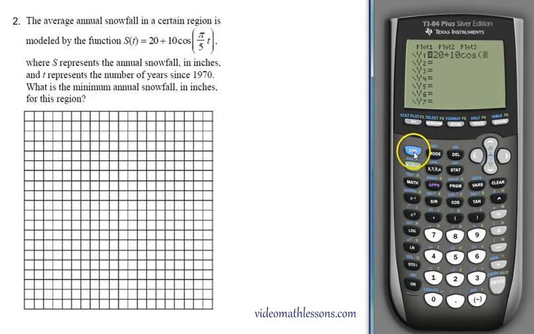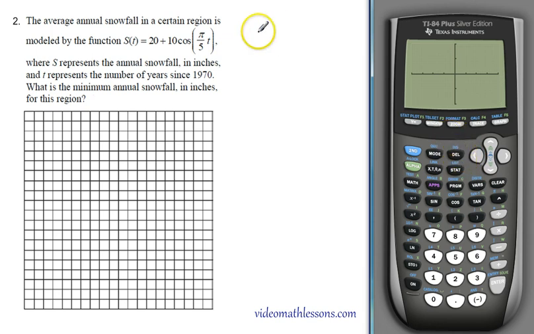So it'd be second pi divided by 5. And we use x for our variable. Close parentheses, it's good practice. And I could hit graph. And this is what most people would do, hit graph. And I don't see anything because our window is messed up from the last problem.